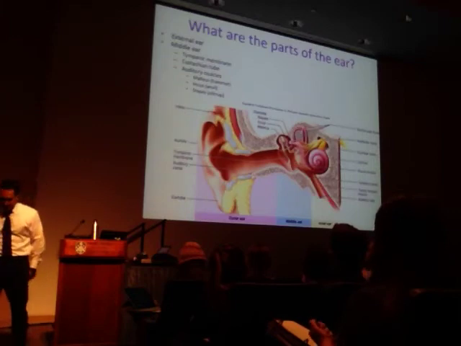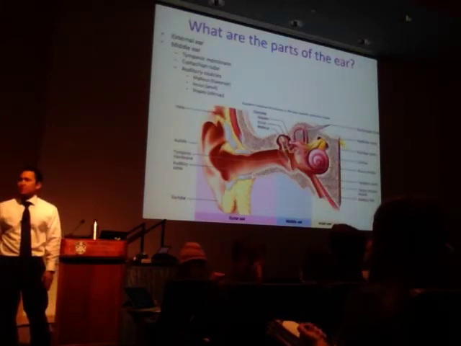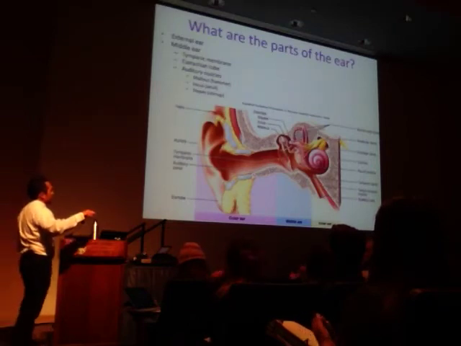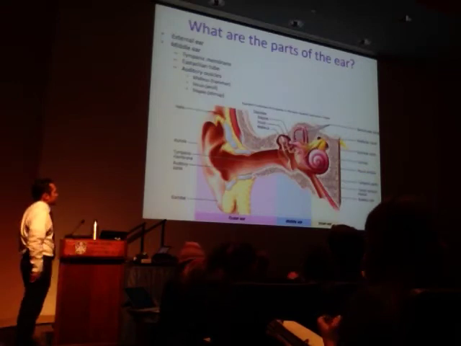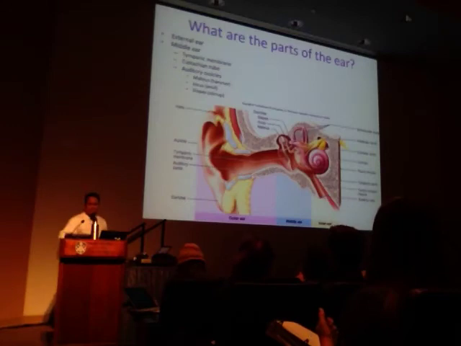Question? So, is the eardrum the border between the outer and middle, or middle and inner? Outer and middle. Okay. The eardrum is the border between the outer and the middle. And the border between the middle and the inner is what? The oval window. Very good.